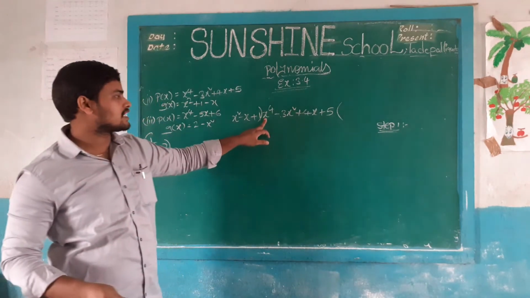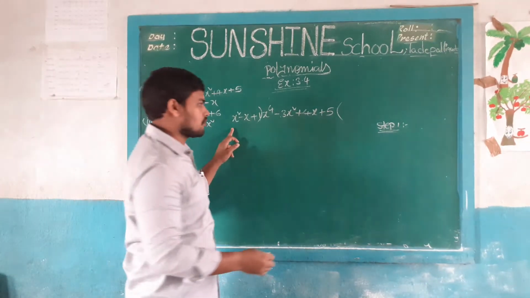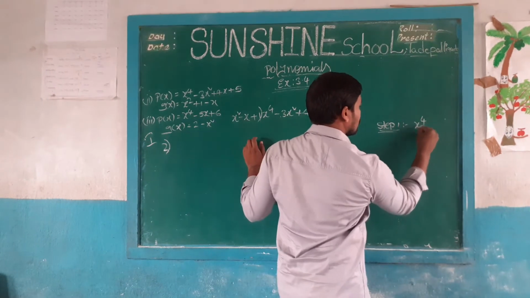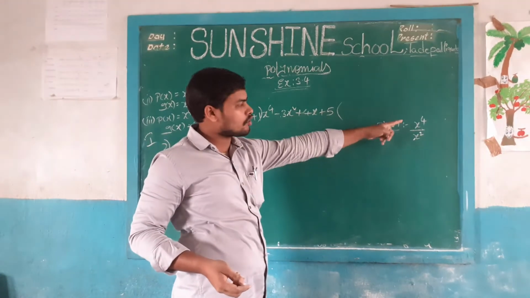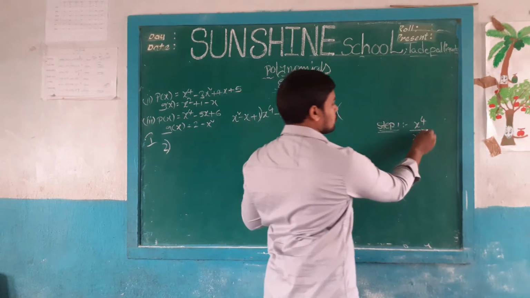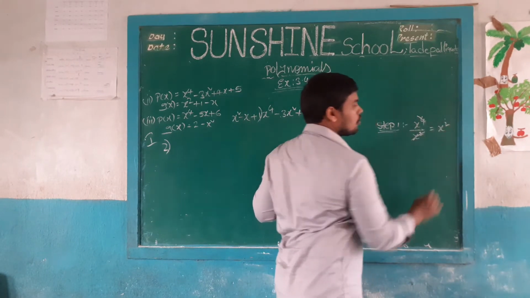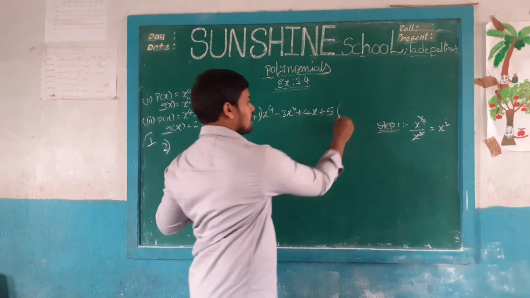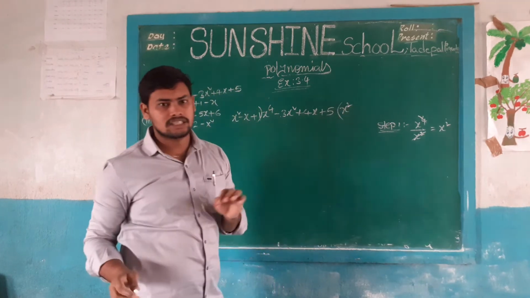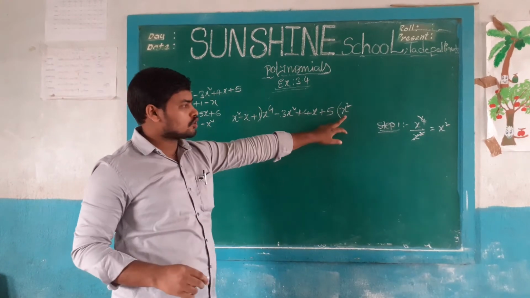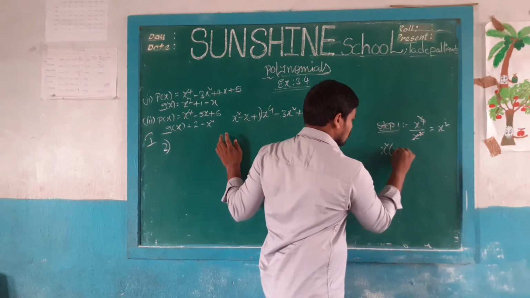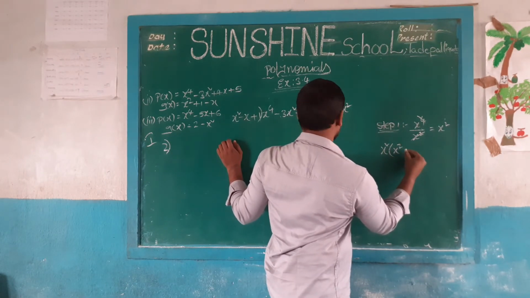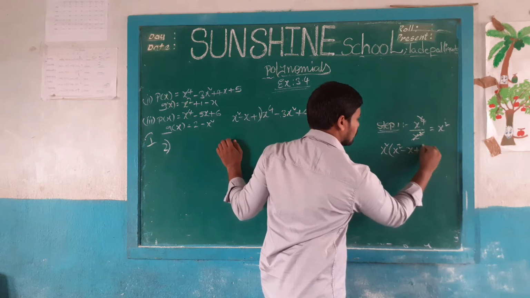Step 1, x power 4 divided by x square. How many x are in the numerator? 4. Denominator 2. So that is equal to x square. Write down the x square in the quotient. So multiply the x square with g of x. What is the g of x value here? x square minus x plus 1.